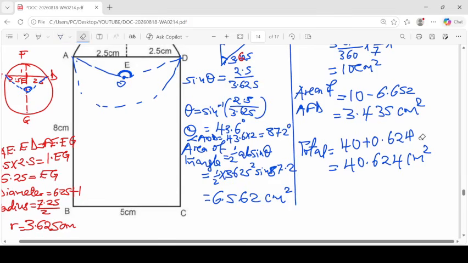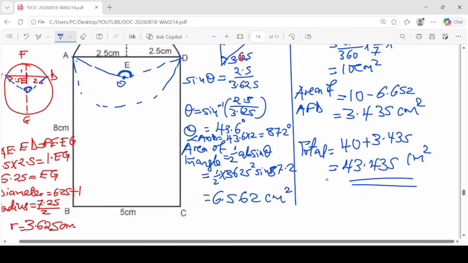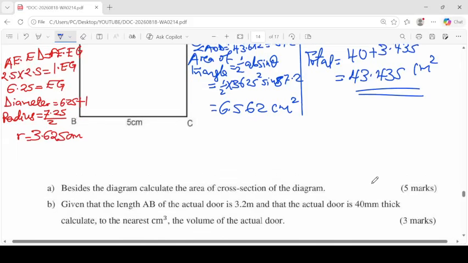And once you have that, now the total cross-sectional area, ladies and gentlemen, will be given by 40, which is the area of the rectangle, plus the area of that segment, which is 3.435. So this becomes 43.435 square centimeters. A very good question. It had its own trick. I hope learners you've understood.